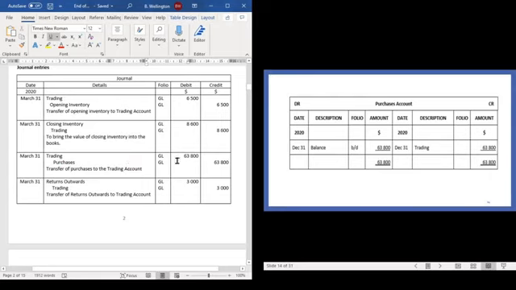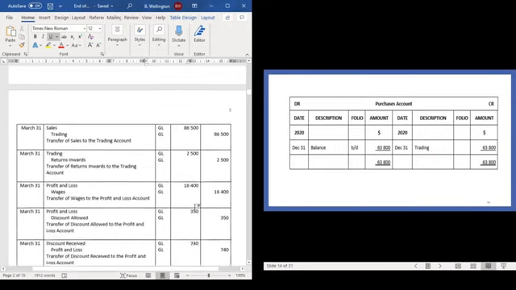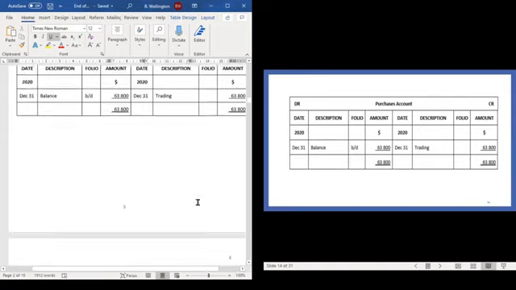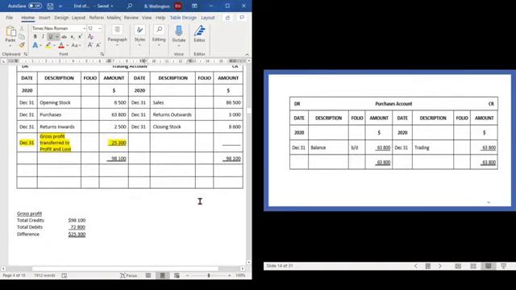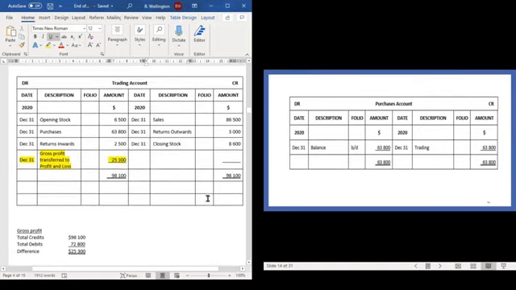Credit the purchases account. Now, when you make that credit entry, it will cause both sides of the account to have the same total. That means the account is now balanced and there is no balance on it. No balance to be carried forward. Okay, it is balanced.